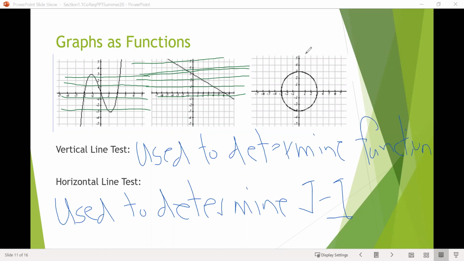And similar to the vertical line test, hopefully the horizontal line test makes sense in that, if you choose an output on your vertical axis, if you can go both to the left and the right, or go left and further left and intersect the graph in more than one place, then that means there are multiple inputs that have that value as an output.